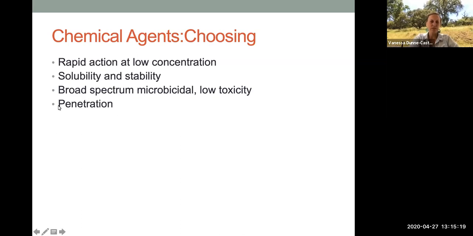Penetration mostly revolves around the substance that you are trying to clean. So imagine for a minute you're dealing with a solid surface that's non-porous. We don't have to worry about penetration. You just have to spray something or pour something on the surface and make sure that it is effective against a broad range of organisms.